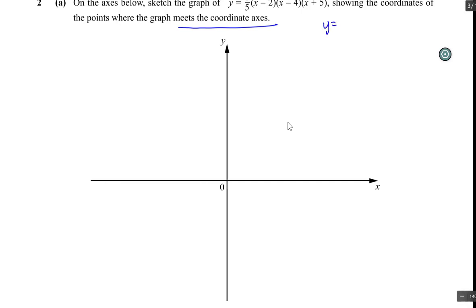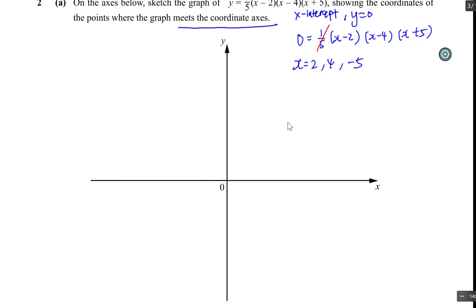Now we do the x-intercept first. We will make y 0. When y equals 0, you will get 0 equals 1 over 5, (x minus 2), (x minus 4), and (x plus 5). We can straight away cancel out the 1 over 5, right? Because you multiply 5 on both sides, then you will get 1. Then we can easily get the x answers from here. So x equals 2, equals 4, and equals negative 5, isn't it? So we have 3 x-intercepts here.